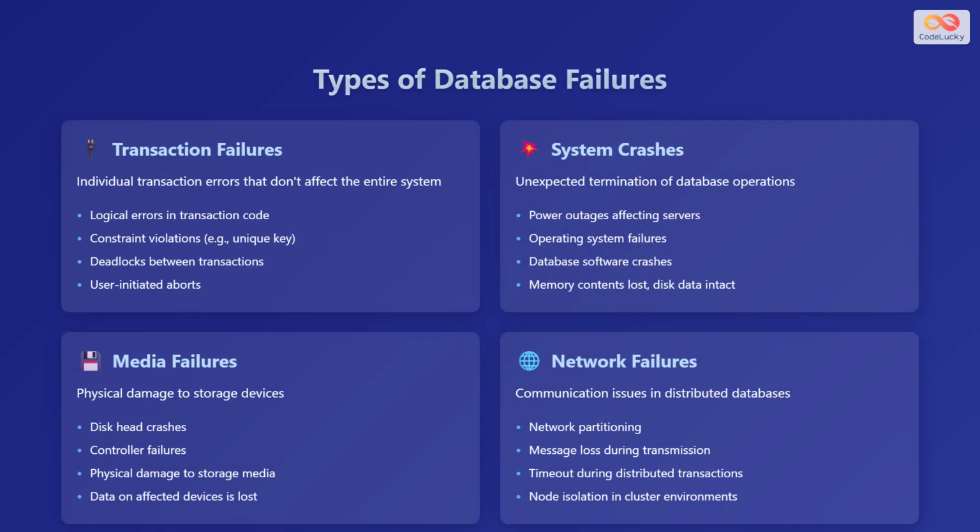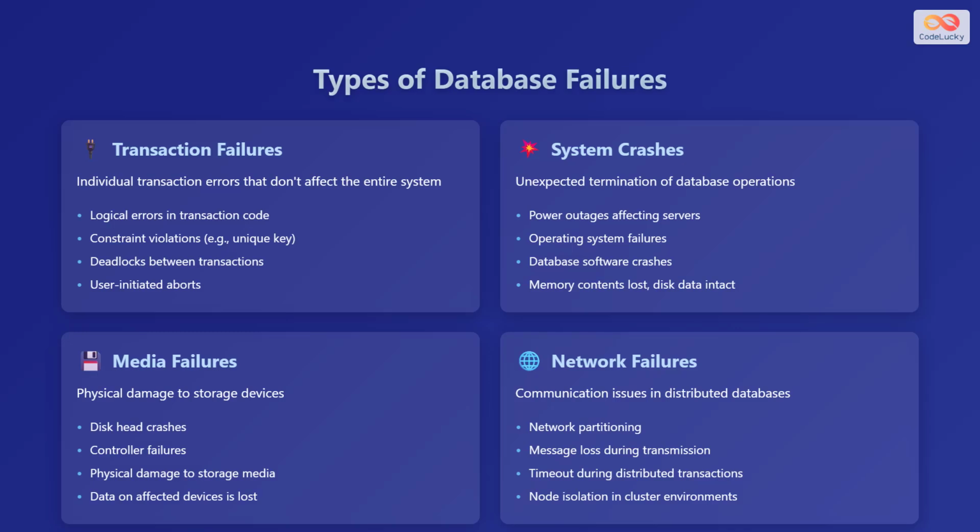There are several types of database failures that can occur. Firstly, transaction failures are individual transaction errors that don't affect the entire system. This can include logical errors in the transaction code, constraint violations such as a unique key violation, deadlocks between transactions, or user-initiated aborts. Next, system crashes refers to an unexpected termination of database operations. The reasons can include power outages affecting servers, operating system failures, or database software crashes.